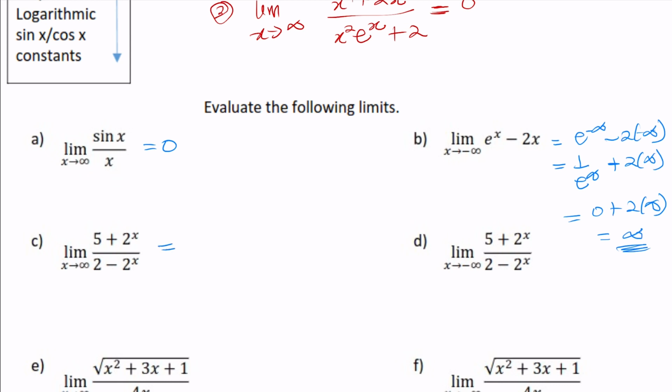So again, we apply our end behavior model. We take the highest power of x, which here is 2 raised to the power x, and we take the highest power of x on the denominator, which is minus 2x. This will cancel out, and we'll have the limit as x approaches infinity of negative 1, which will be equal to negative 1. So the answer is negative 1.